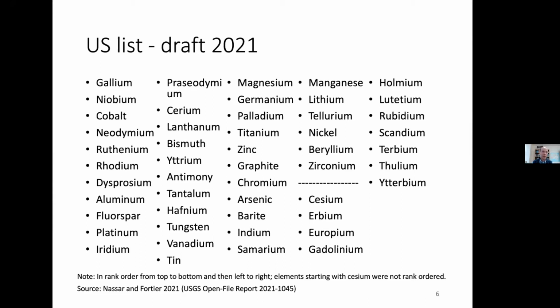And then we go down to iridium, over to praseodymium, down to tin, and so on, with the elements appearing after cesium. So cesium, gadolinium, and then holmium through ytterbium are unranked. And these are based on a quantitative assessment that includes all three definitional characteristics that I described earlier: essential functionality, difficult substitution, and supply chain risks.